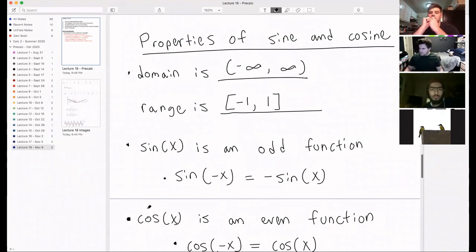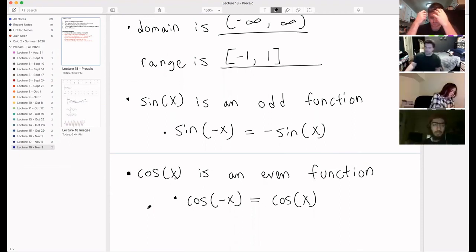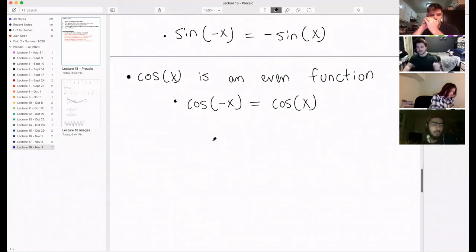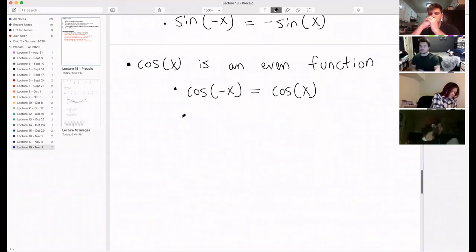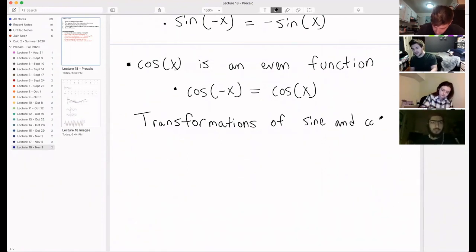So, any questions? Okay, so those are the basics. Now, of course, we need to talk about transformations. We have a function, but of course, we can do all of our lovely transformations to it. So let's now deal with that. Transformations of sine and cosine.